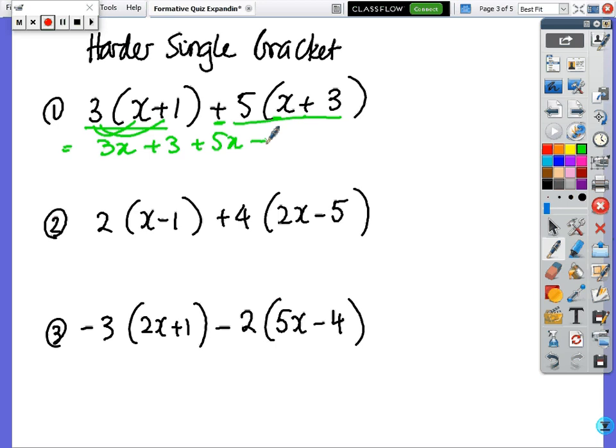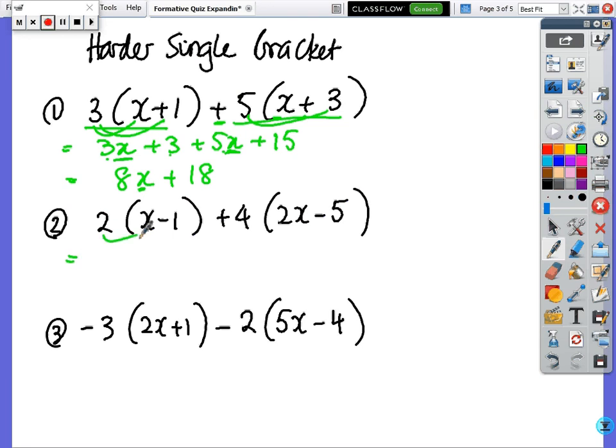Plus times plus is plus. 5 times 3 is 15. And then the like terms, 3x and 5x is 8x. Not 8x squared, it's just 8x. And 3 and 15 is 18. So when we're adding x's, it just stays as x. It doesn't multiply to x squared.